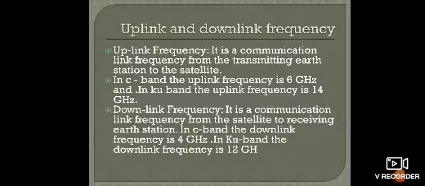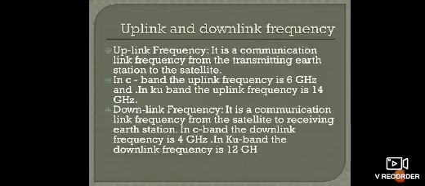And the next one is uplink frequency and downlink frequency. So what is an uplink frequency? It is the communication link frequency from the transmitting earth station to the satellite. That means whenever we transmit signals from the earth station, from the antenna, the signal has some frequency. That communication link frequency is called uplink frequency.